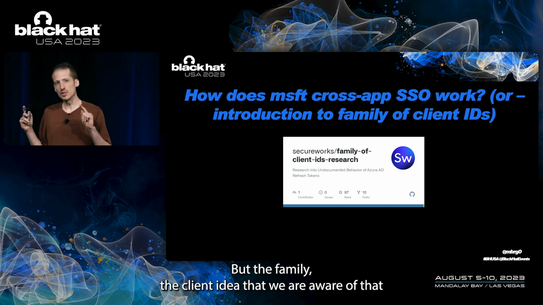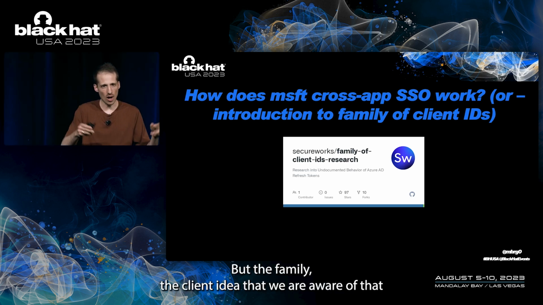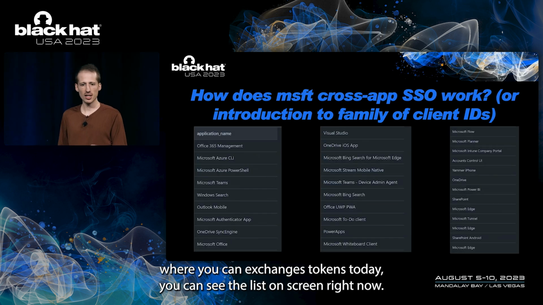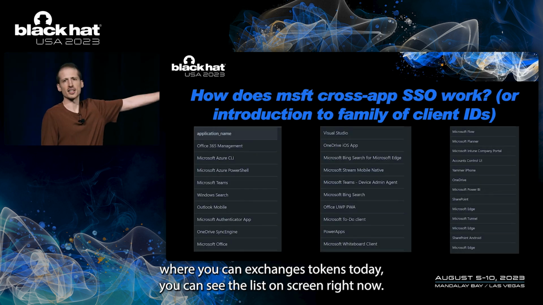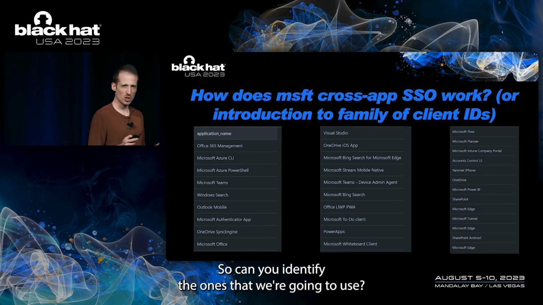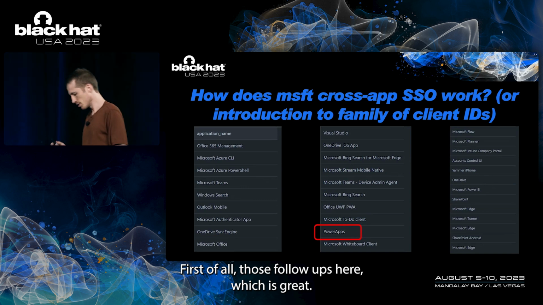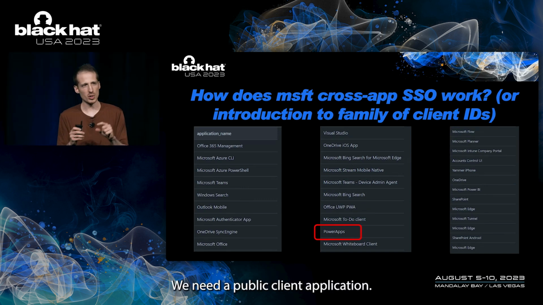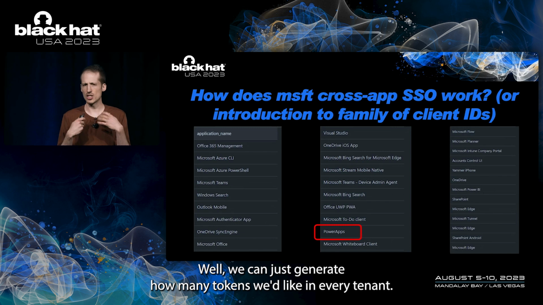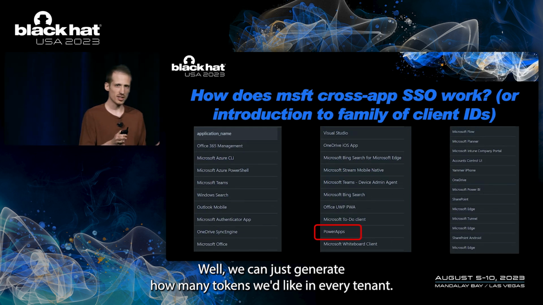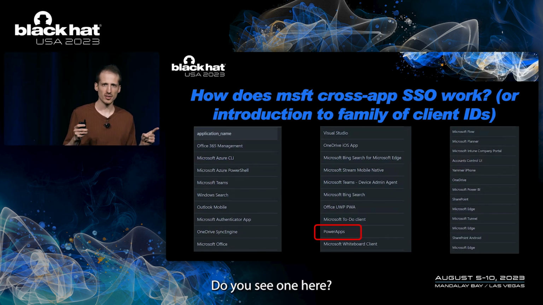But the client IDs that we are aware of, where you can exchange those tokens today, you can see the list on screen right now. So can you identify the ones that we're going to use? First of all, there's PowerApps here, which is great. Okay, but what do we need more? We need a public client application where we can just generate how many tokens we'd like in every tenant. Do you see one here?